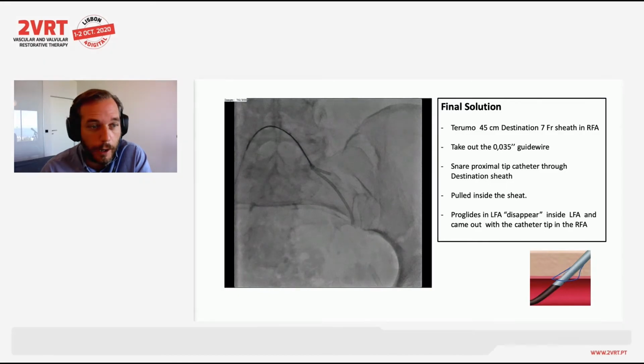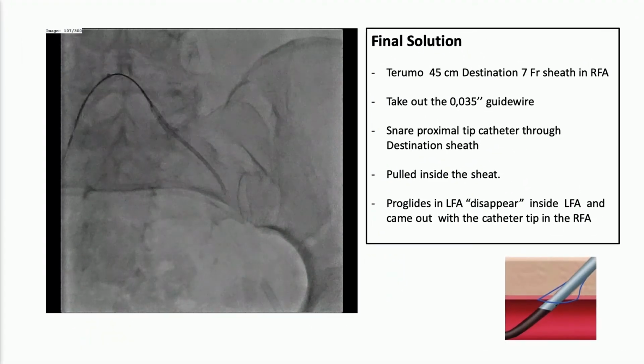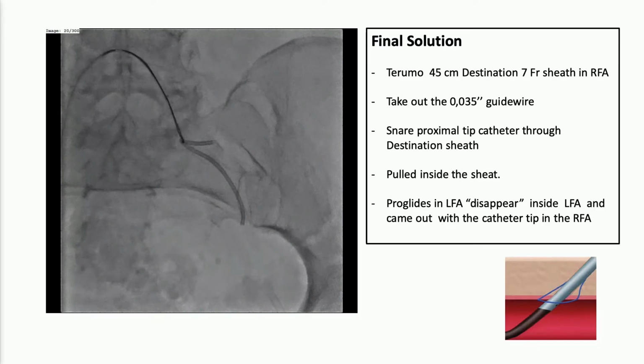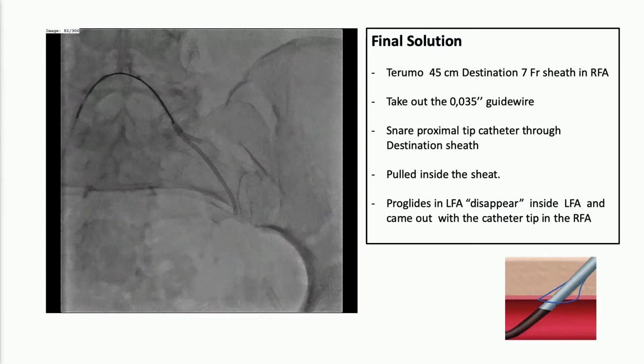when we pulled it through the sheath and through the right femoral, the ProGlide wires in the left femoral artery just disappeared inside the left femoral artery and came out trapped to the catheter tip in the right femoral artery. So this was the confirmation about the mechanism of what was happening. So the ProGlide insertion was the culprit mechanism.